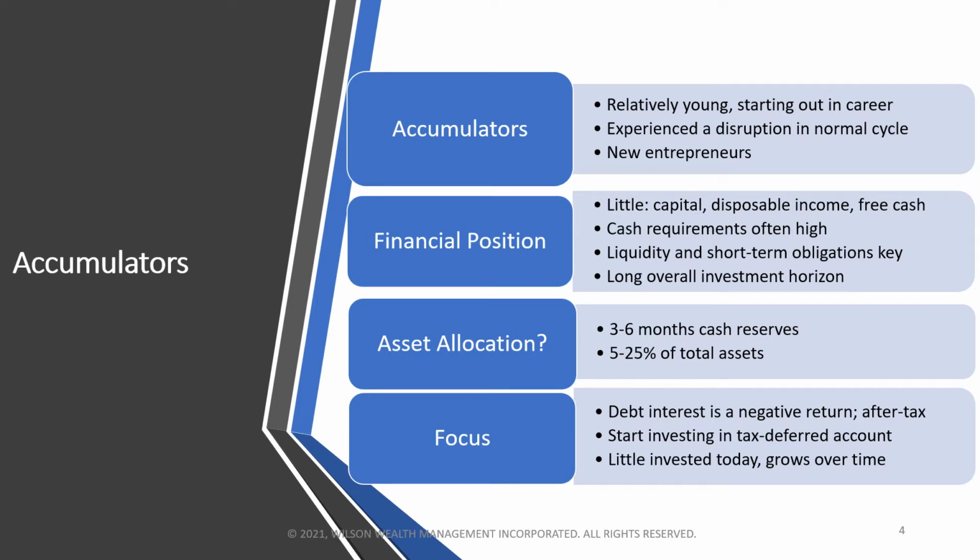Now, the financial position for an accumulator tends to be that you have little capital, little wealth, not much savings. You don't make a lot of money, so your disposable income after expenses is probably quite limited. And that means that your free cash flow for investing or paying for unplanned expenditures that arise is also limited. Your cash requirements are often high because, again, when you're starting out, you probably are paying rent. You're paying for maybe a car loan. You're paying off your student loans. So you do need cash. And liquidity and dealing with your short-term obligations is of paramount importance.